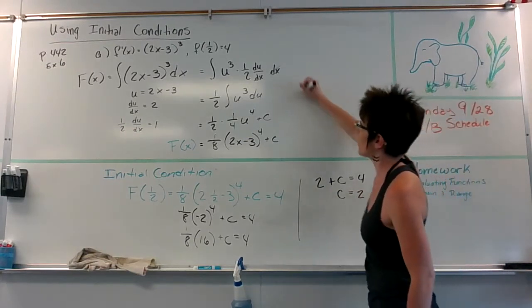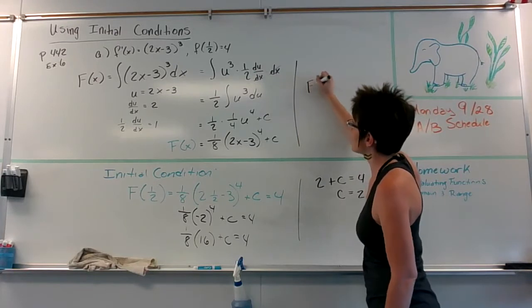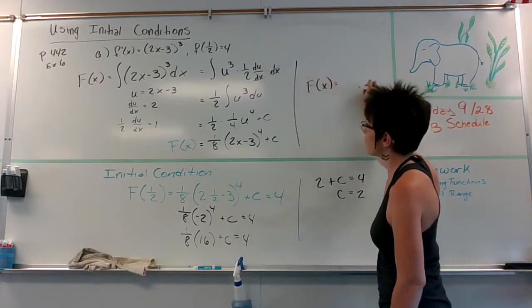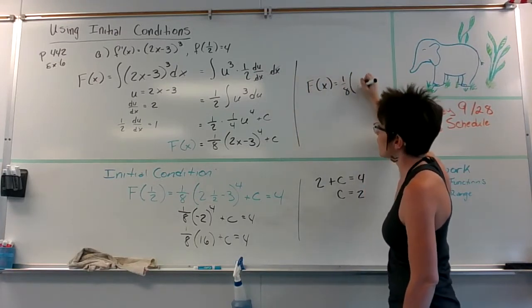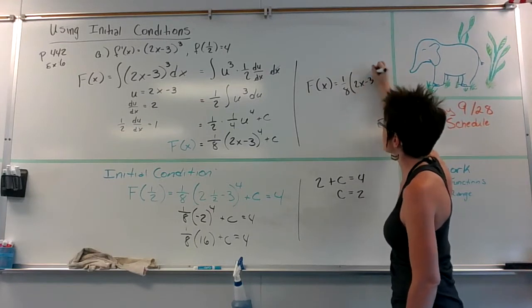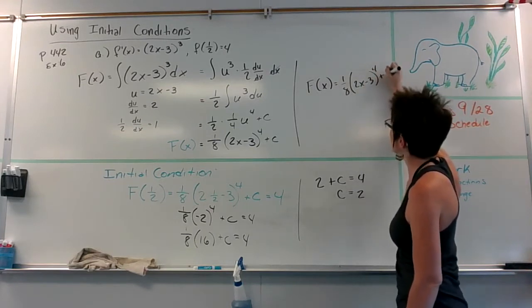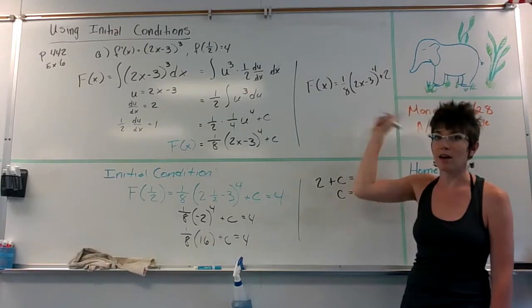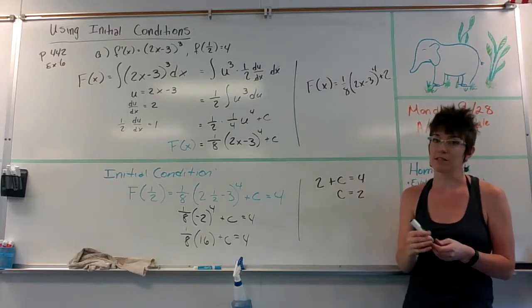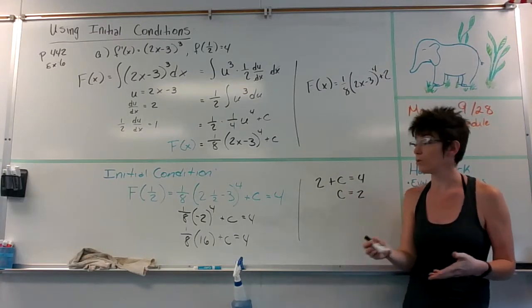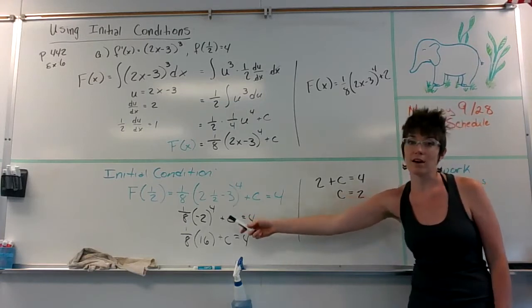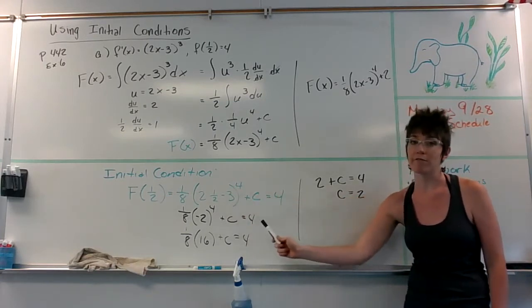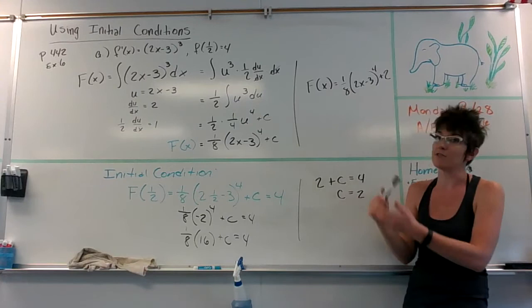So my exact solution for the antiderivative is the function 1/8 times (2x minus 3) to the 4th power plus 2. And now that's my exact answer for this antiderivative. I found what the c value was by plugging in a point that I know. If I plug in 1/2, I'm going to get 4. So what was c? C had to have been 2.